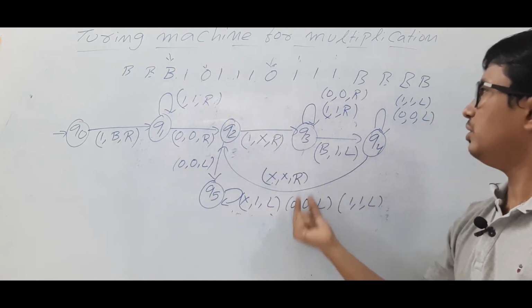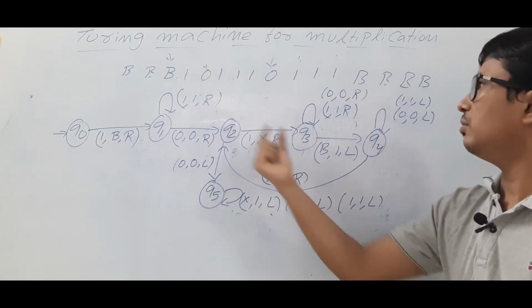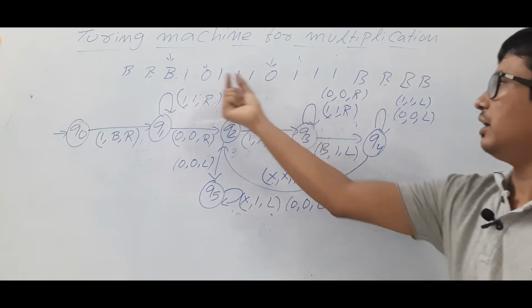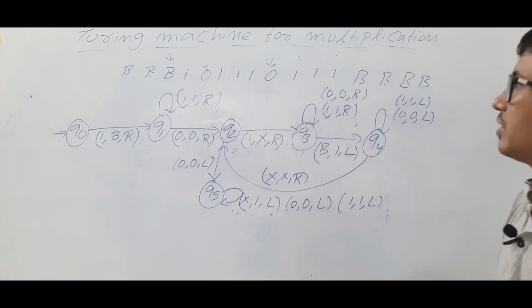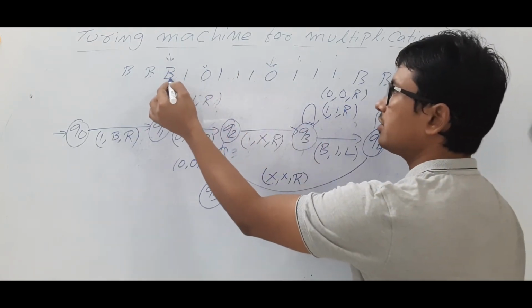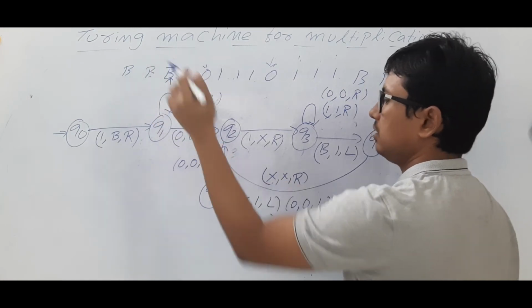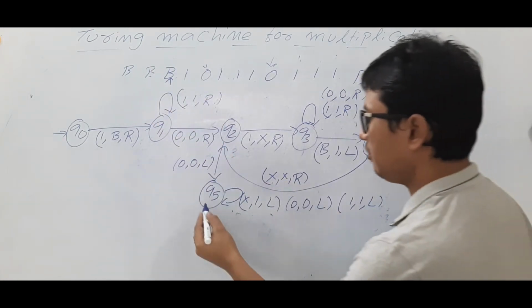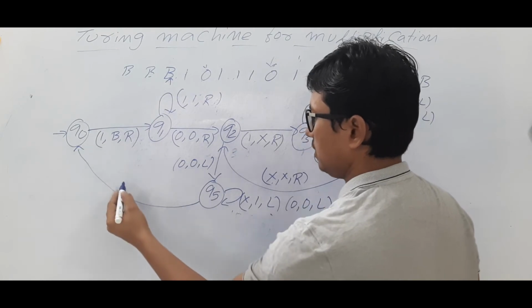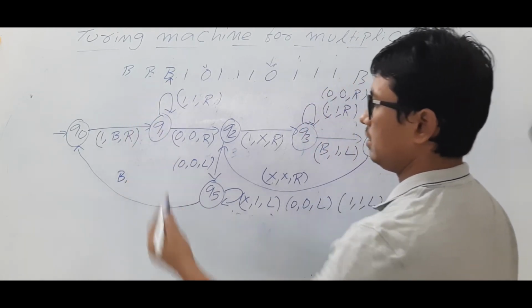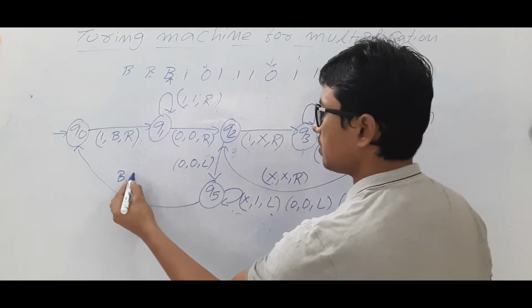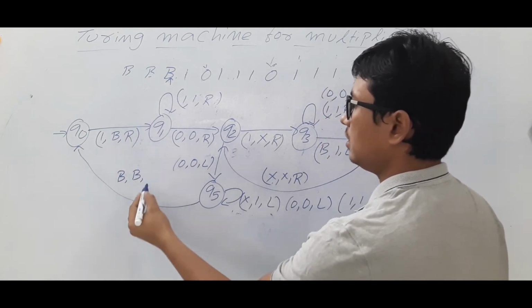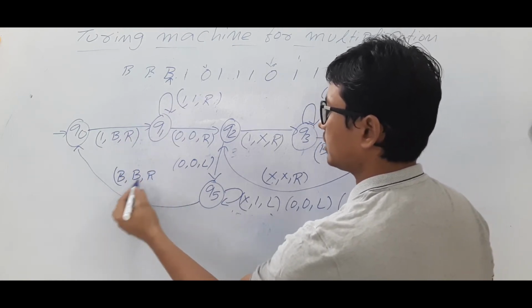If it is 0, I am just making it as a 0, move to the left. 1, I am keeping it as a 1, move to the left. If I keep on moving to the left, I will get a blank here. So what I will do, if I get a blank, I will keep it as a blank, move to the right.